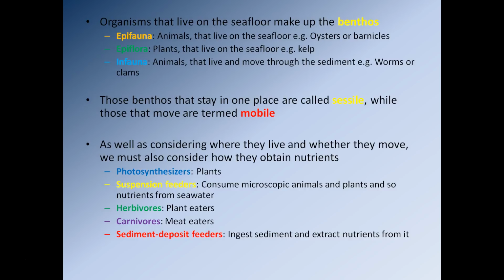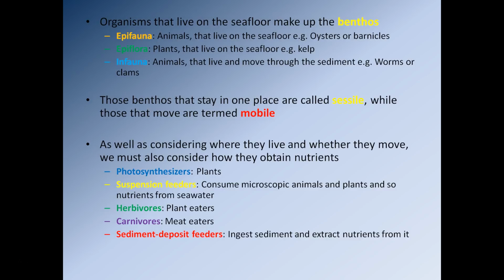So as well as considering where they live and whether they move, we must also consider how they obtain their nutrients. So obviously, as you can see, there are 5 subgroups essentially of dealing with how these organisms that live in the oceans are getting their nutrients. So the first group are the photosynthesizers. That's essentially the group that has the capacity to use the process of photosynthesis to create food. And essentially that's the group that includes marine plants.